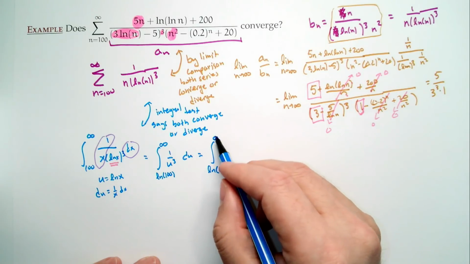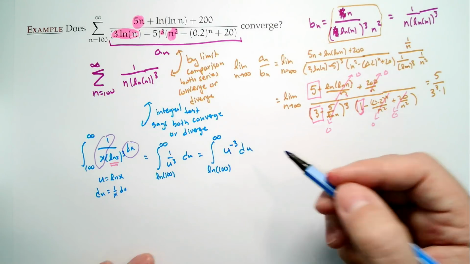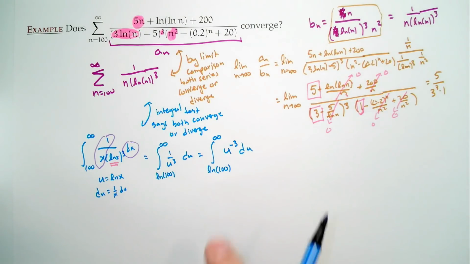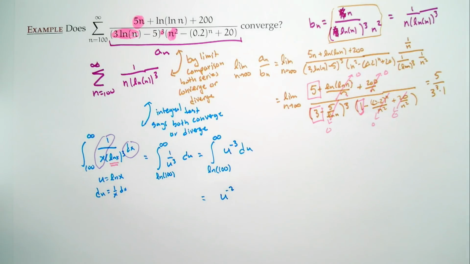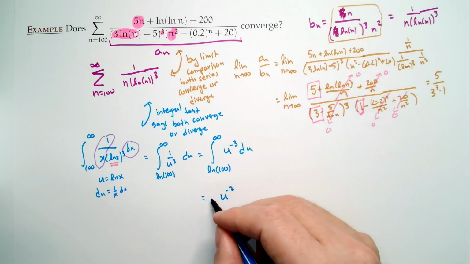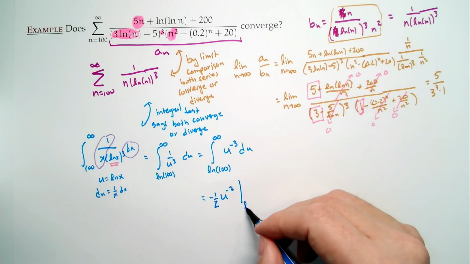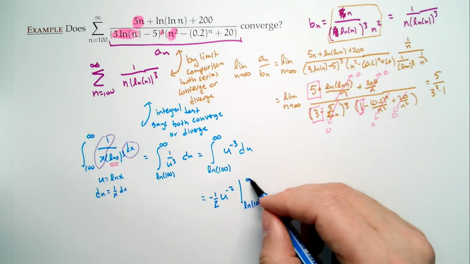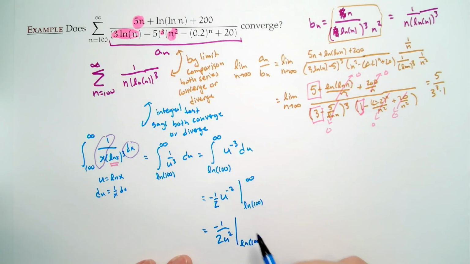Now the way we usually do this integral is write this as u to the minus 3. All right, so we're getting close. What's the integral of u to the minus 3? Well, you add 1 to the exponent, so that would be u to the minus 2. Then you divide by the exponent, so that would be divided by minus 2, which makes it a minus a half. And then we're going to evaluate from log of 100 to infinity. If you like, this is the same as minus 1 over 2u squared, evaluated from log of 100 to infinity.